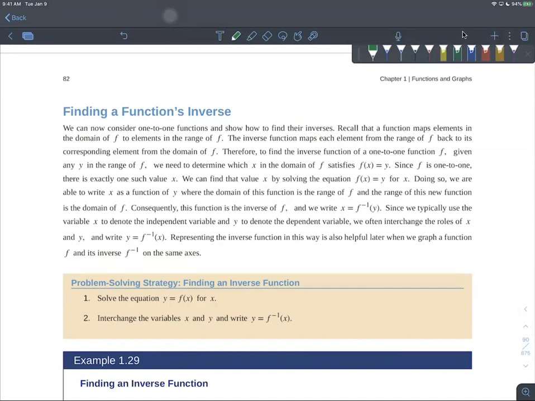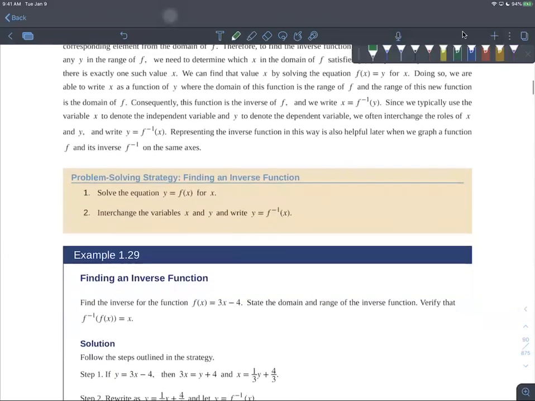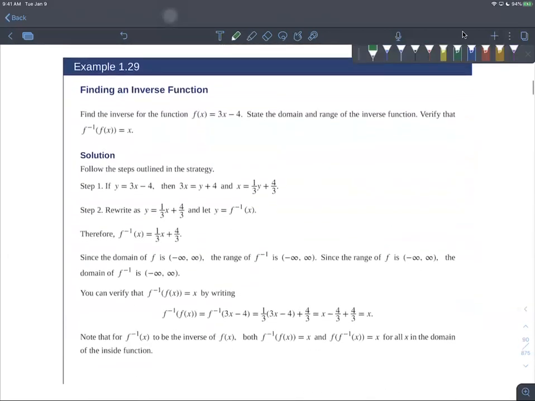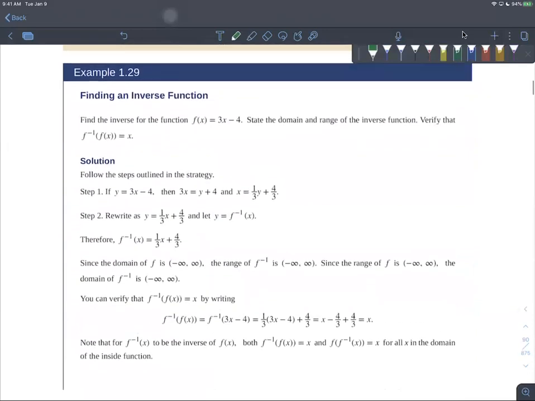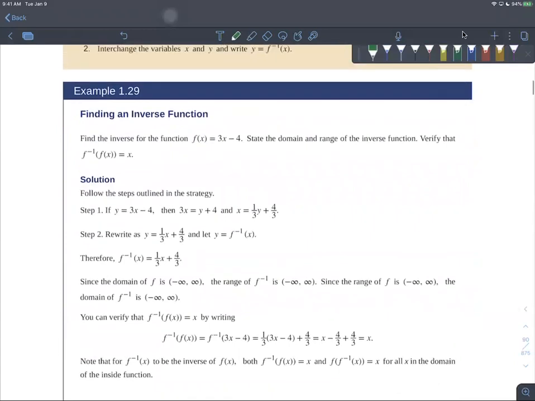Okay, so here's our problem solving strategy. Solve the equation y equals f of x for x, then interchange the variables x and y and write y equal to f inverse. So let's go ahead and take a look at an example here. And we'll do the example, even though it's already done, we'll just do it again.